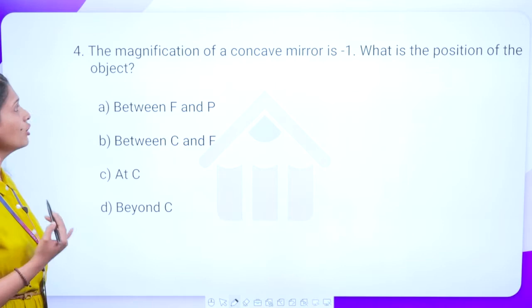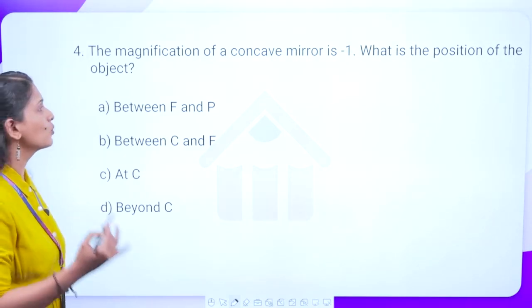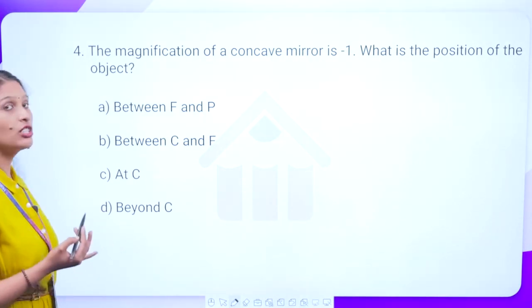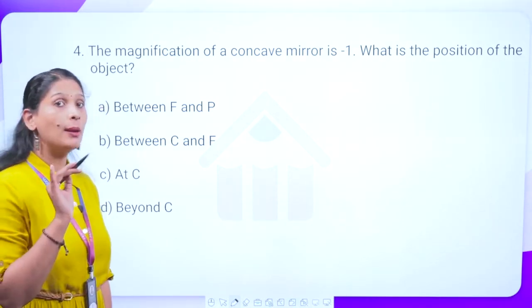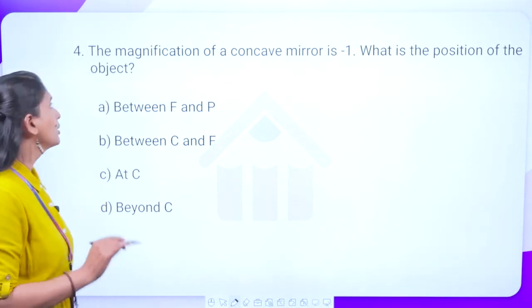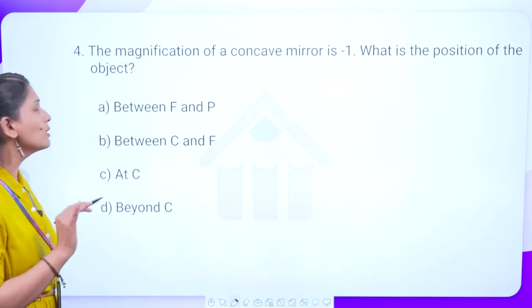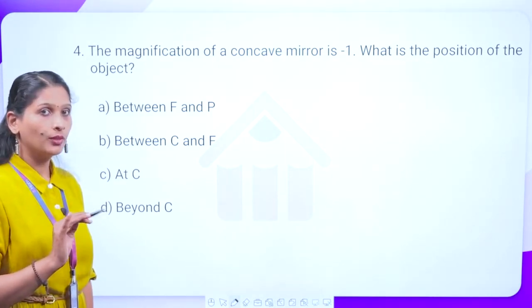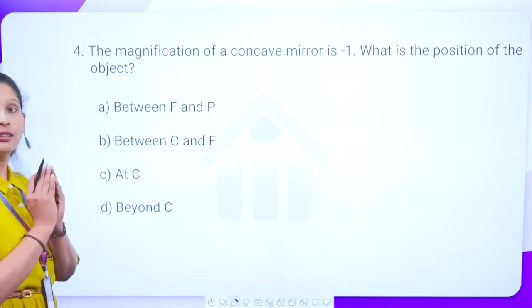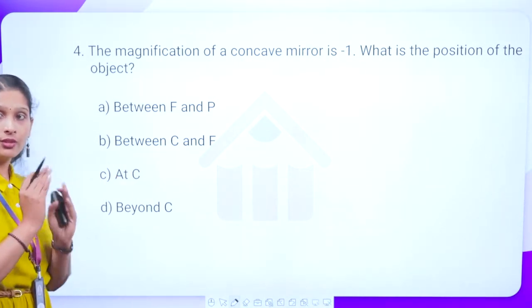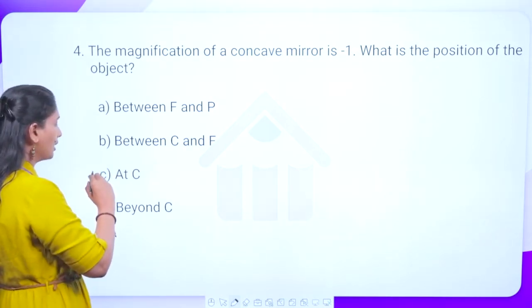The magnification of a concave mirror is -1. What is the position of the object? Okay. The magnification is given to be -1. So from that you have to analyze where the object will be. Okay, so -1. If -1 is the value, then okay, I've started getting the answer.